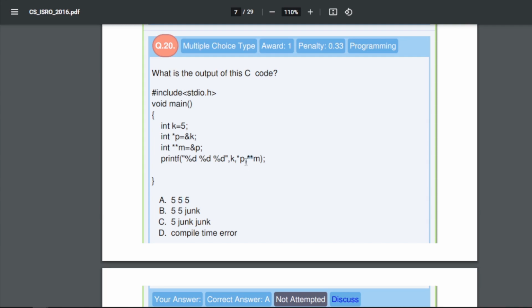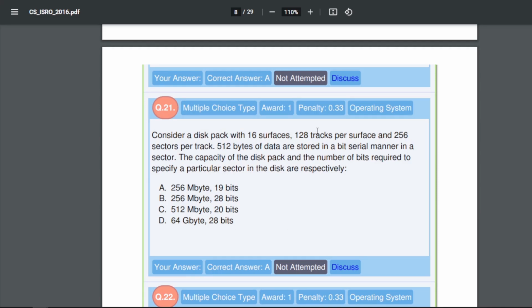It is printing the value of M. See, the double pointer M is containing the address of P, right? So when it comes to the address of P, there is one more pointer because this is a double pointer. The P is already pointing to the address of 5, so again it will print 5. So that will be the answer.